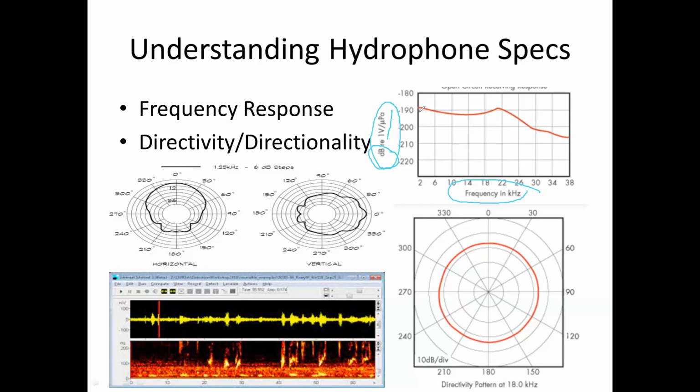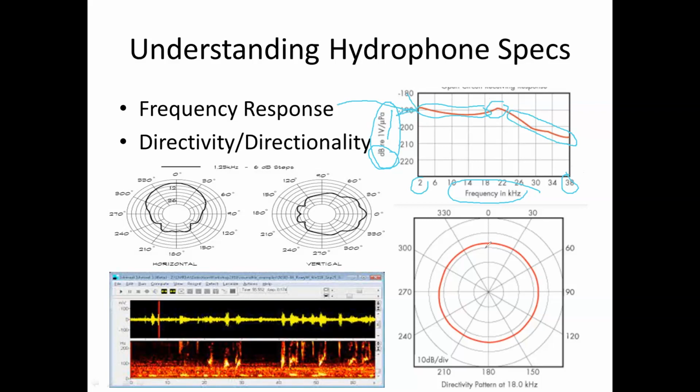This is the receiving response of a hydrophone. That hydrophone receives all the frequencies from 2 kilohertz up to 38 kilohertz approximately equally well. It has a higher response at this point, but here also it has an approximately good response. And as you increase the frequency, the hydrophone would produce less power. So normally we define our devices with the help of such graphs, which are known as the frequency response.